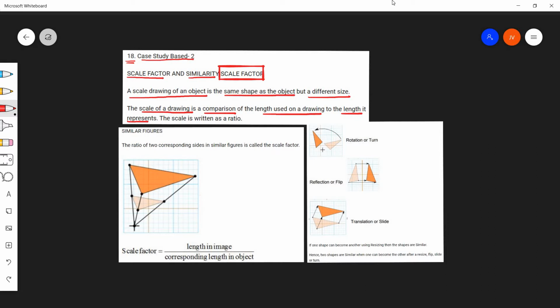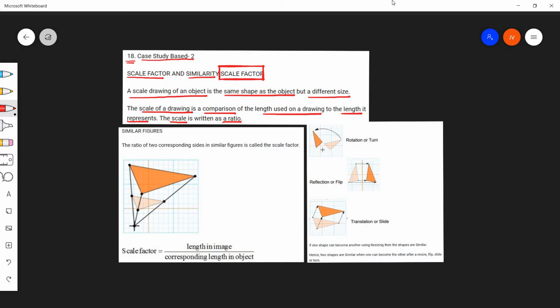Now it writes scale is written as a ratio, and this is the reason why it belongs to the similar triangles chapter. Why? Because the similarity condition is what? If 2 triangles are similar, then the corresponding sides remain in the same ratio. Corresponding sides are proportional. They come in scale, in the same ratio or proportional. That means similar triangles are drawn on scale factor.